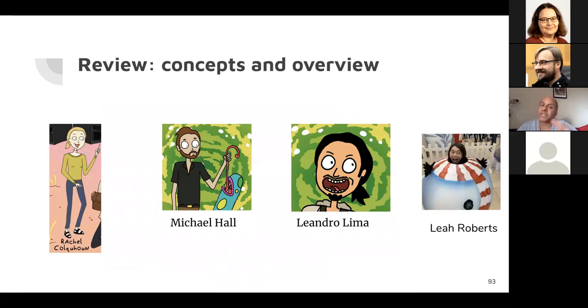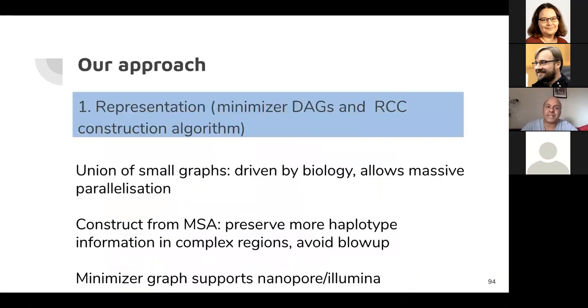And let's just think about what this all means. So we start off with this representation. We use minimizer DAGs, and we take a union of small graphs that's driven by biology. I know that there's going to be lots of rearrangement. I want to be able to access all of these different genes, and it allows massive parallelization. I construct from MSA to preserve more of the haplotype information and avoid blow up. And the minimizer graph allows us to map with nanopore and Illumina transparently.